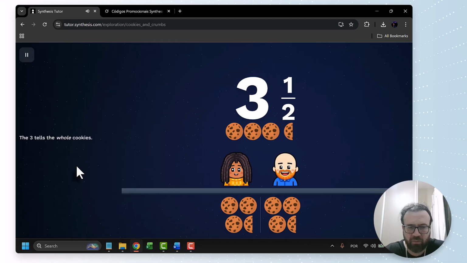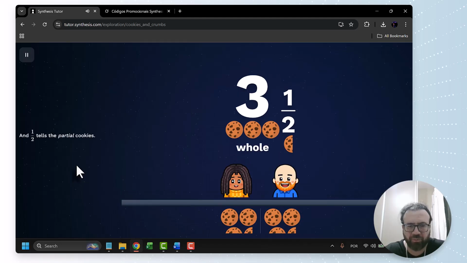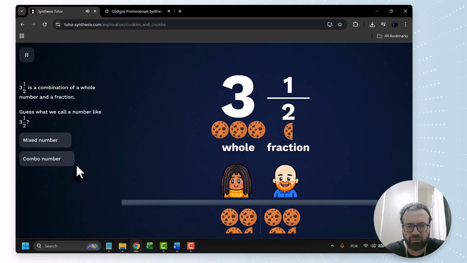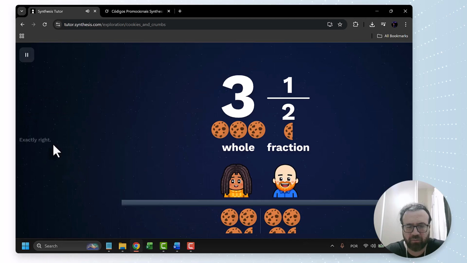The 3 tells the whole cookies, and 1/2 tells the partial cookies. 3½ is a combination of a whole number and a fraction. Guess what we call a number like 3½? Exactly right. Since it's a mix of a whole number and a fraction.